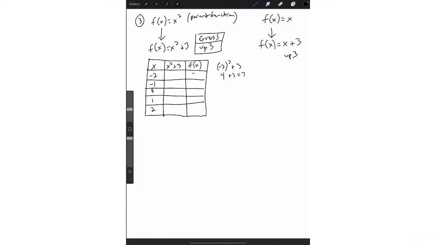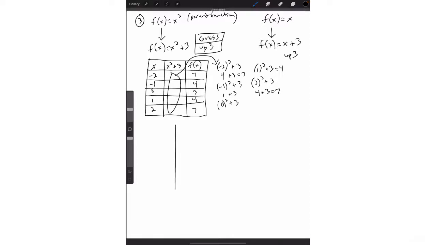I actually made a process column, but I'm going to do all of them on the outside over here. So -1 squared plus 3. -1 squared is 1, plus 3 gives me 4. 0 squared plus 3 just gives me 3. 1 squared plus 3 is still 4. Notice a pattern here, right? I'm going to guess this one's 7. 2 squared plus 3 gives me 4 plus 3, and that equals 7. Exactly. Okay, so I have these values. Let's go ahead and graph them.